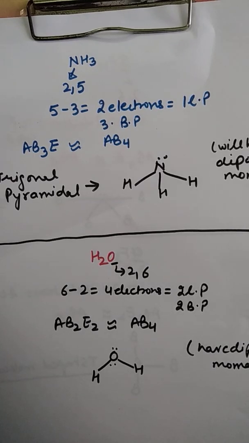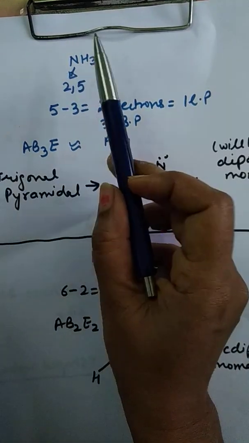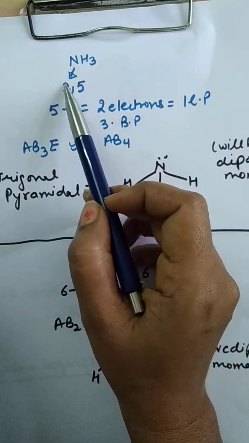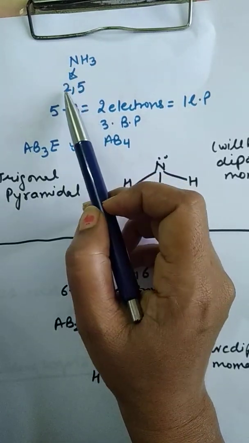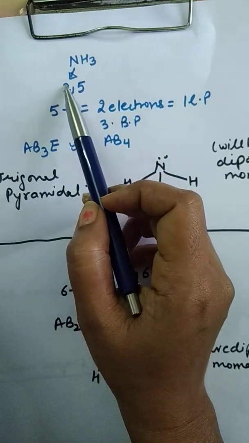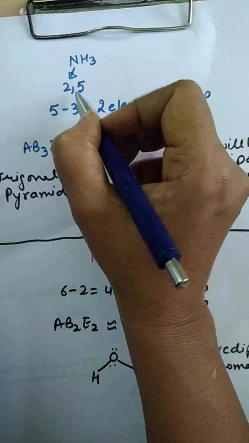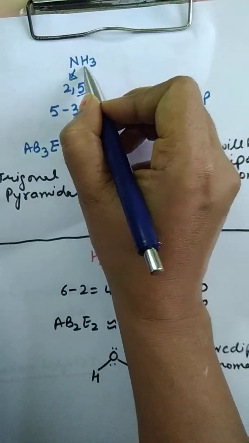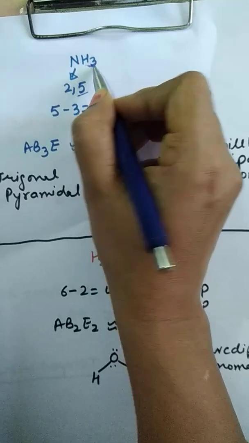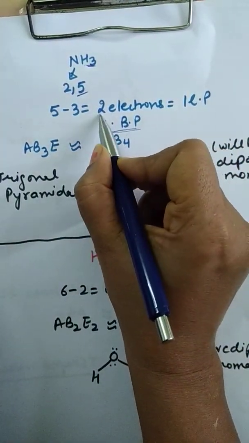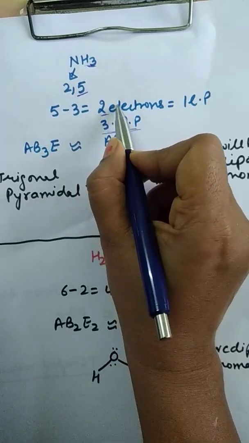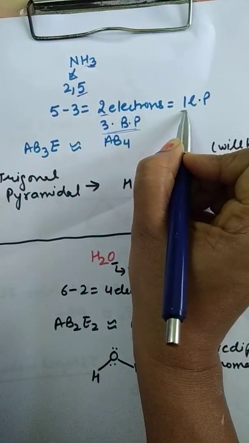Now let us learn about molecules in which the central atom will have a lone pair. So let's take an example of ammonia. Nitrogen is the central atom. Its electronic configuration is 2 and 5. Out of 5 electrons, 3 are being shared by hydrogen. So there are 3 bond pairs. We don't have any problem in that. 2 electrons are left. 2 electrons means 1 lone pair.